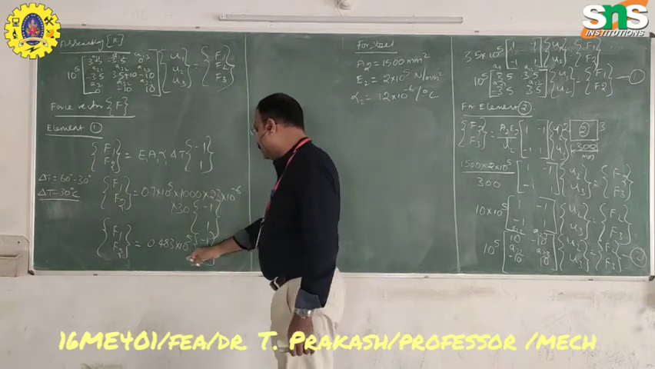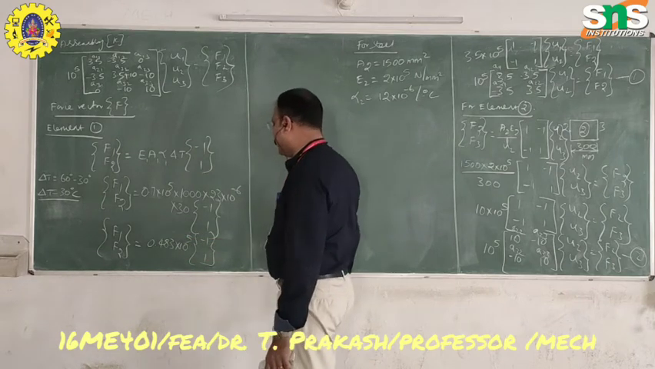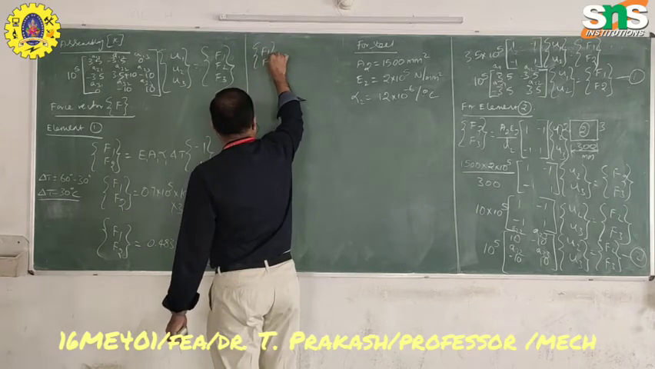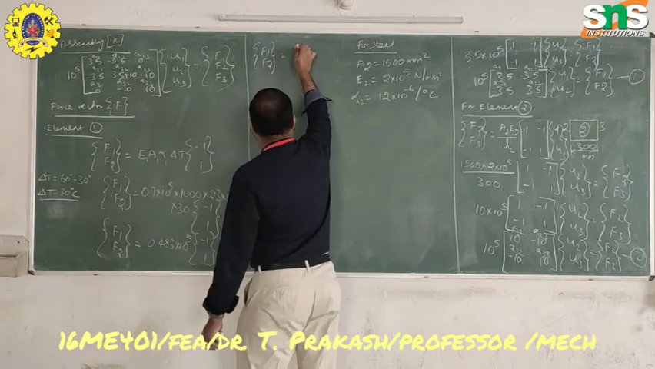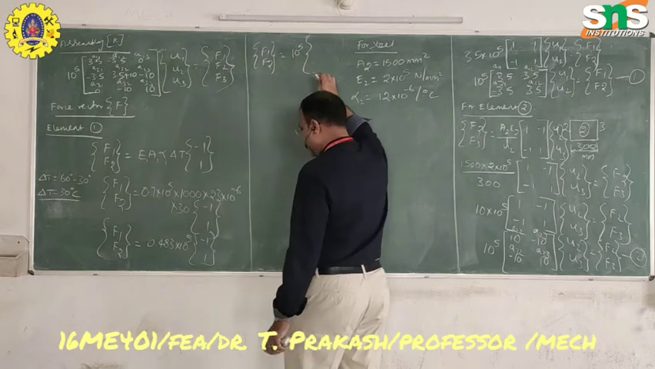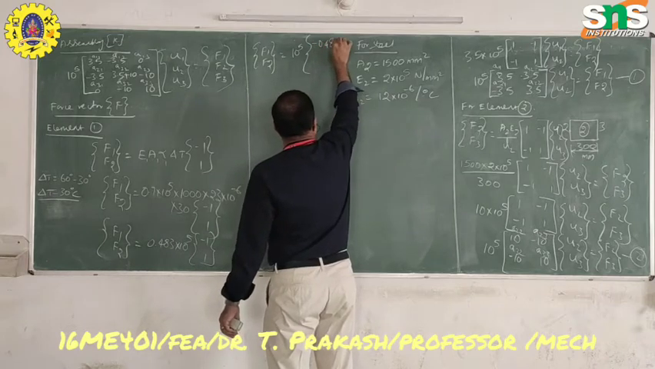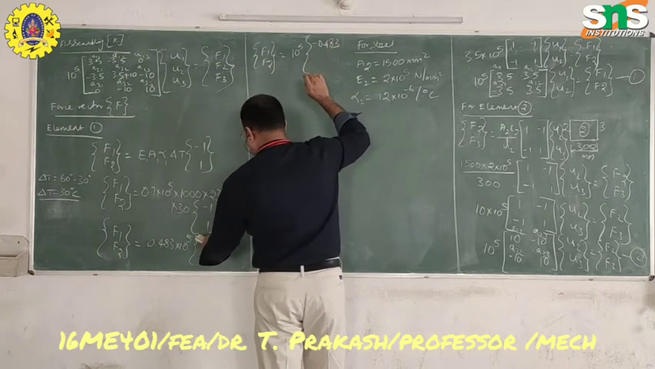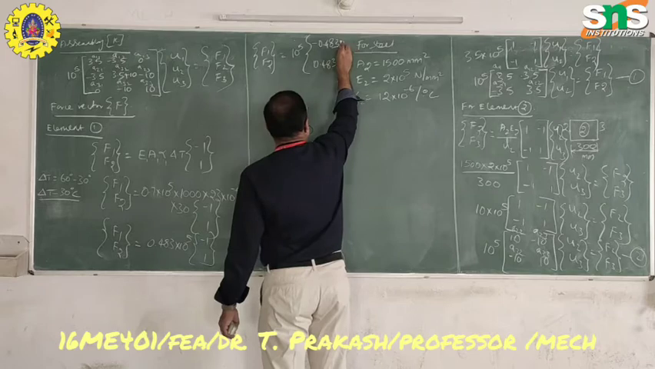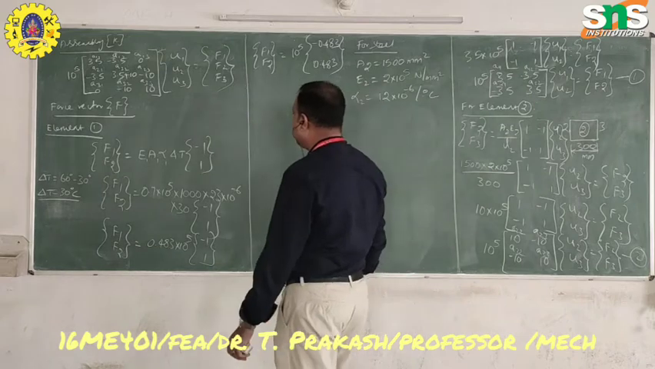Similarly, you keep the common term 10 power 5 outside and multiply 0.483 inside. Therefore, F1, F2 is equal to 10 power 5 outside, times minus 0.483, plus 0.483, that is minus 48,300 and plus 48,300. You multiply the common terms. Similarly, find for element 2.